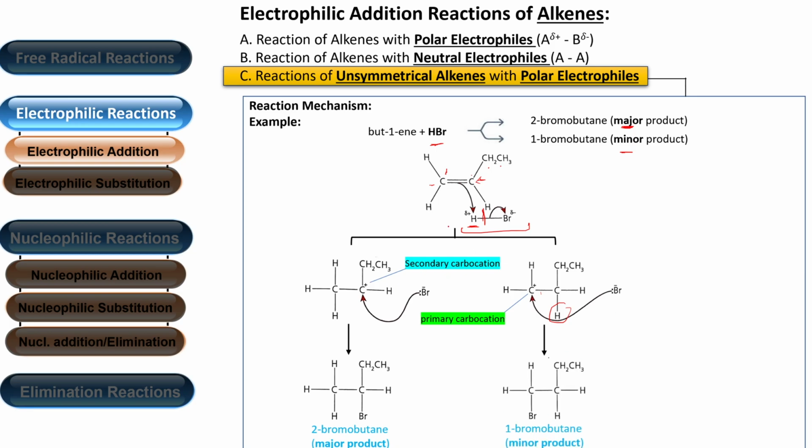So the rule is that a secondary carbocation has a first preference over the primary carbocation. Similarly, if there's a tertiary carbocation, that will have a preference over the secondary carbocation. So in this case, the major product would be 2-bromobutane, while the minor product would be 1-bromobutane.